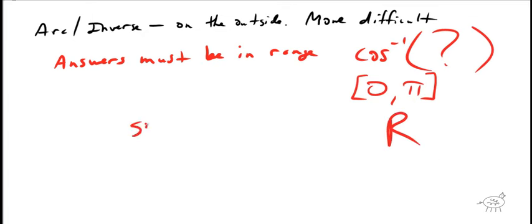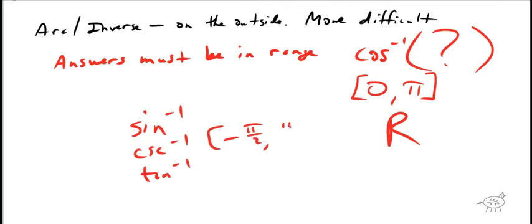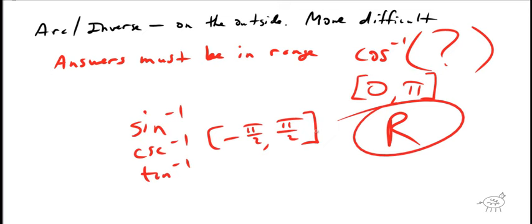Same thing with sine. If it's inverse sine or inverse cosecant or inverse tangent, that better be between -pi/2 and pi/2. If that final answer is not between those values, I'm going to put a big old R next to it, standing for range. You're not in the range because you didn't give it to me between these two values. Very, very, very important. It's got to be in the range.